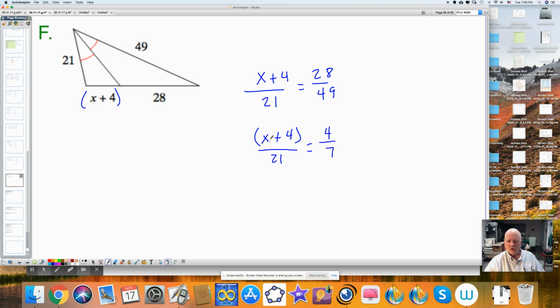And now I'm going to cross multiply. In fact, I'll just multiply both sides by 21 because I want to get the x by itself. So I'll just multiply both sides by 21. At any point you can cross multiply, but I would find myself dividing by 7 again if I did that. 7 goes into 21 3 times. So x plus 4 is equal to 12. X is equal to 8.